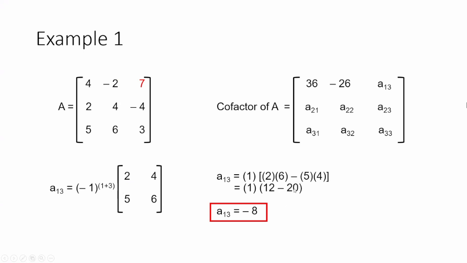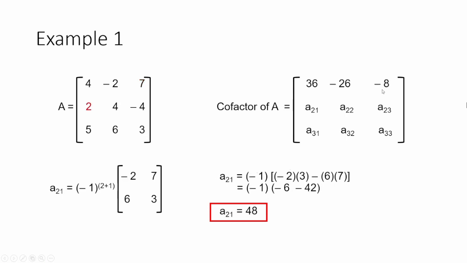So that's equal to negative 8 times 1, negative 8. So that is your A13. Good. Sunod, A21. So that's second row, first column. Ito yung concern mo. So mawawala tong first column, mawawala tong second row. Ang matitira ng minor matrix mo is negative 2, 6, 7, tsaka 3.